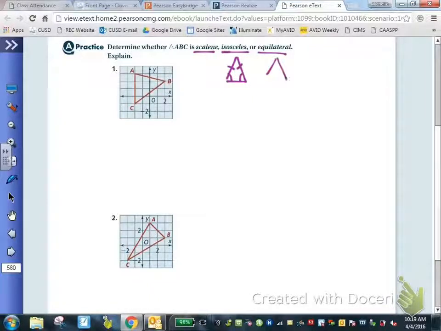So equilateral, let me draw an equilateral. Close enough. All angles are equal and all sides are equal. So then, does anybody remember what scalene is? Jen? It's when none of the sides or angles are the same. None of the sides or angles are the same. So something like that.